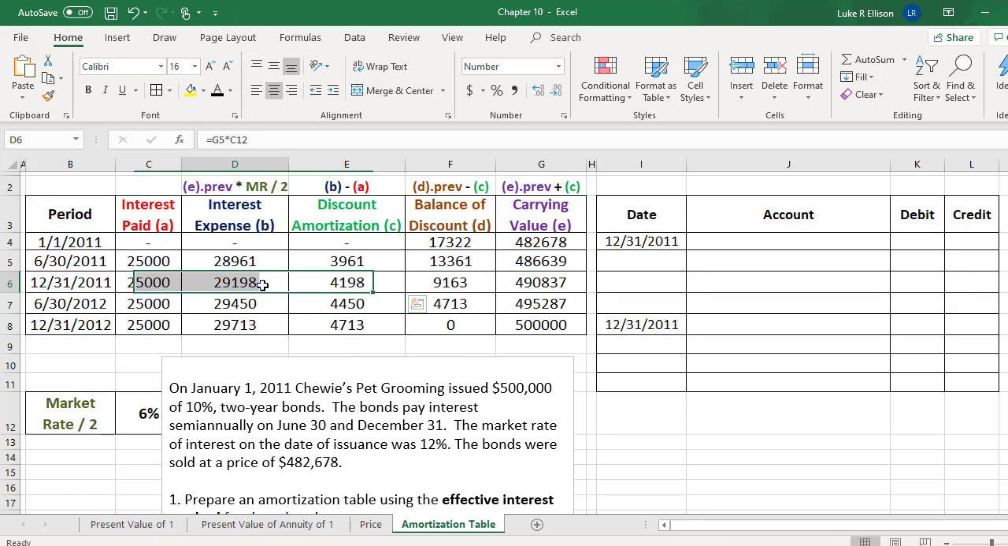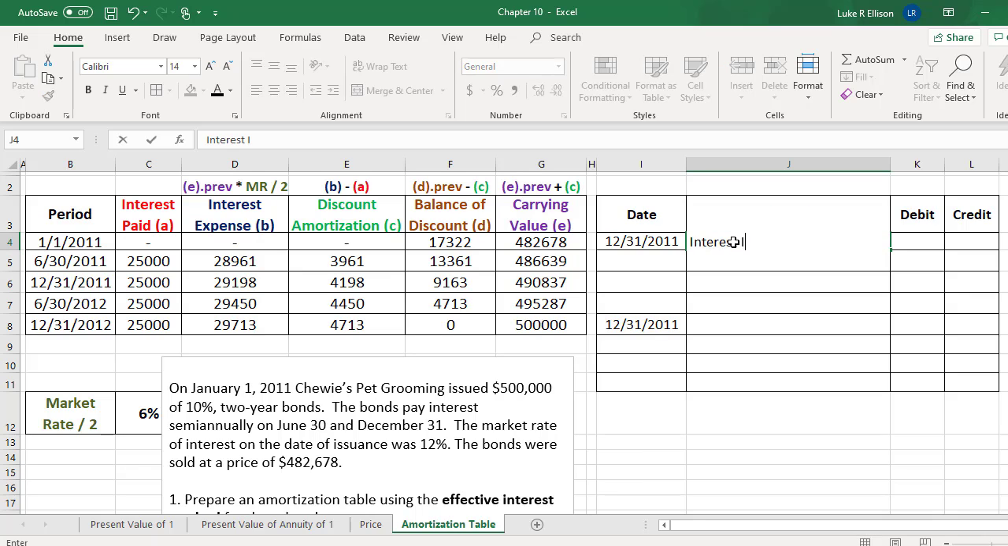So first, I know that interest expense is an expense, so therefore it's going to have to be a debit in my journal entry since expenses increase with a debit. So we're going to have interest expense for $29,198.